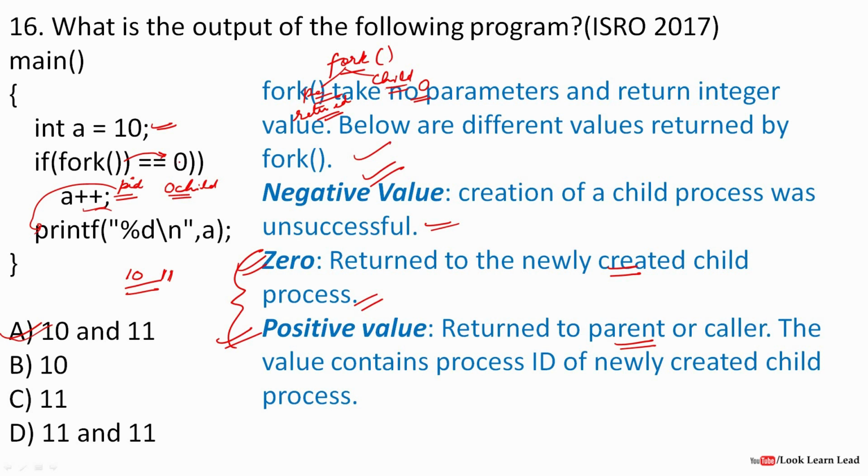Because for the parent, fork would not be equal to 0. It would be some valid number, so the condition becomes false and the next statement won't be executed. The print statement would be executed after checking the condition. So the answer is 10 and 11.